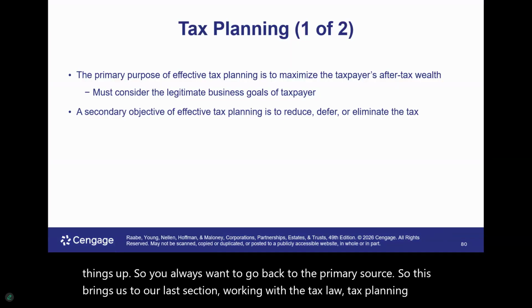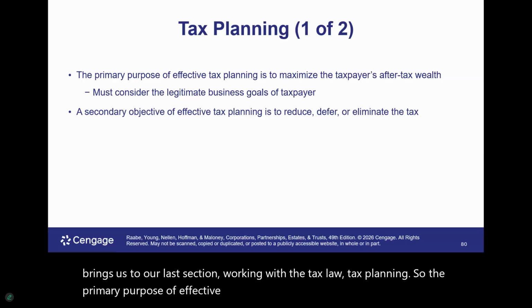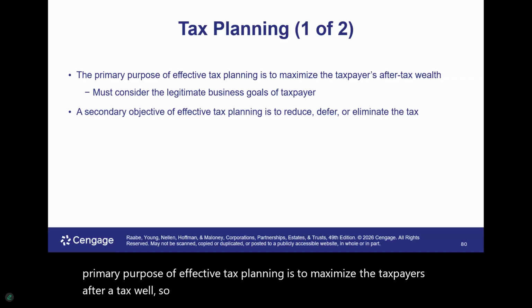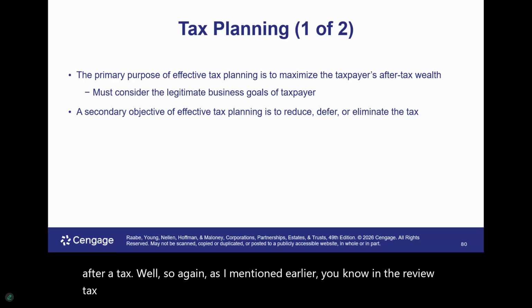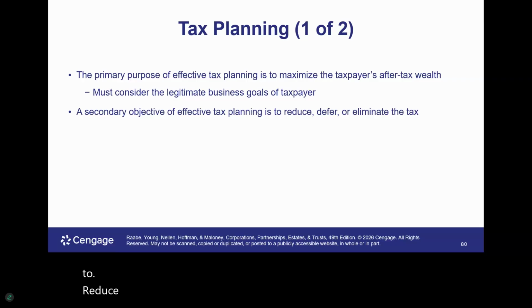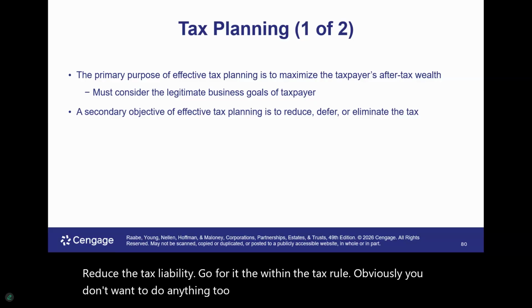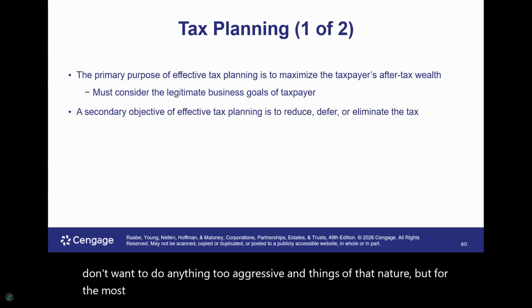So the primary purpose of effective tax planning is to maximize the taxpayer's after tax wealth. So again, as I mentioned earlier in the review, tax avoidance is not illegal. Tax evasion is. So whatever you can do ultimately to reduce the tax liability, go for it. Within the tax rules, obviously, you don't want to do anything too aggressive, but for the most part, within reason, take advantage of the tax law, right? It's there for you to take advantage of.